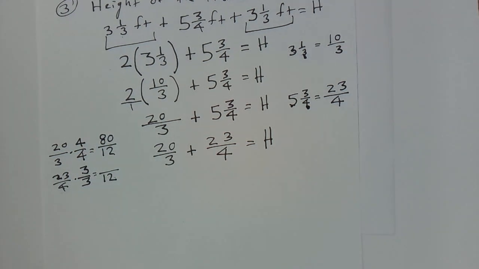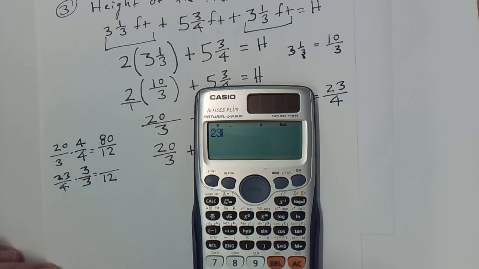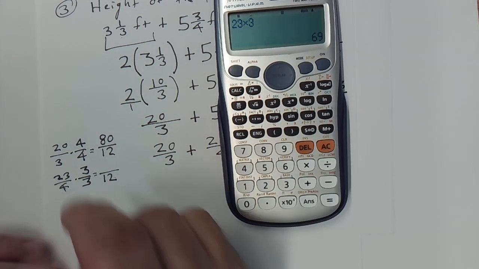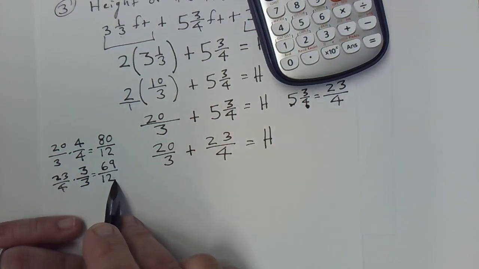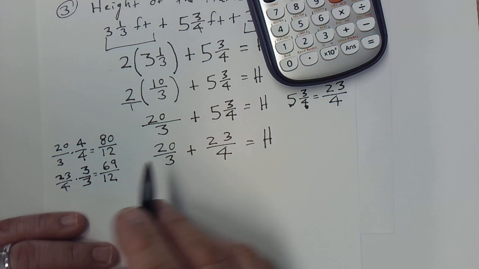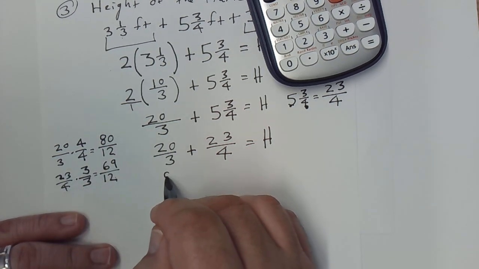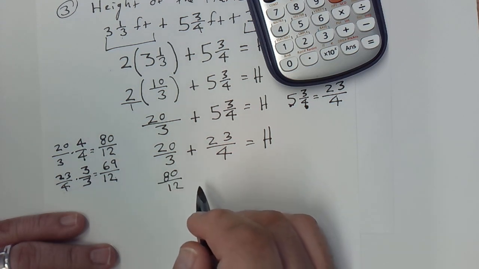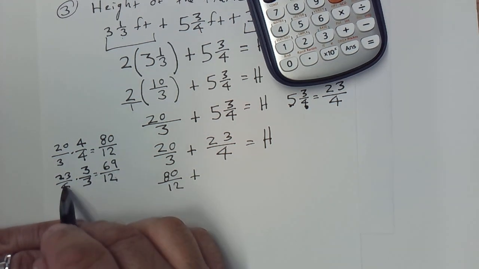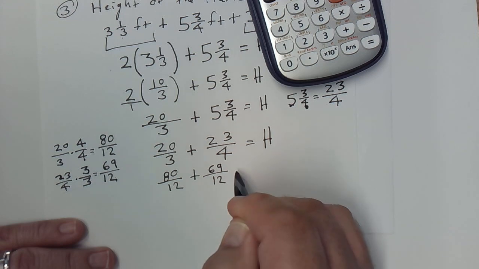And then we might want to use a calculator for the bottom one. We don't have to, but let's do it. 23 times 3 is equal to 69. So we've now turned these into some improper fractions with a common denominator. So I'm going to rewrite the 20 over 3, as we recall, is this one. That becomes 80 over 12. And we're going to add it to the 23 over 4 became 69 over 12.